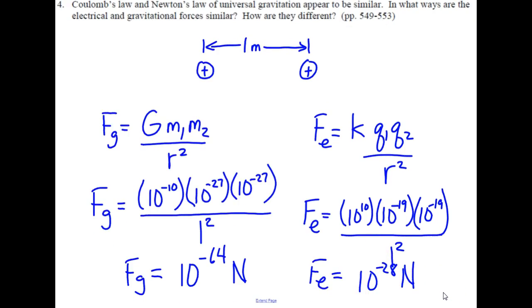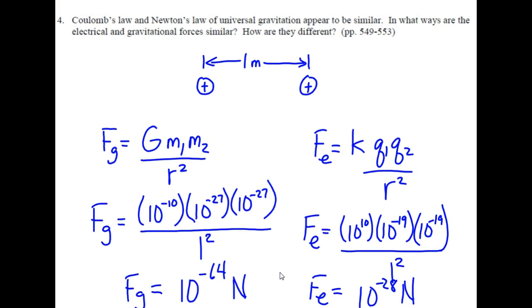Take a look at the comparison. 10 to the negative 64, 10 to the negative 28. While both of these forces are small, no one will argue that, the force of electrostatic, in this case repulsion, between these two protons is much, much, much greater. What is that? 10 to the 36? 10 to the 36 times greater than it is for the gravitational force of attraction between them. So electrostatic force is a much stronger force than gravitational force.